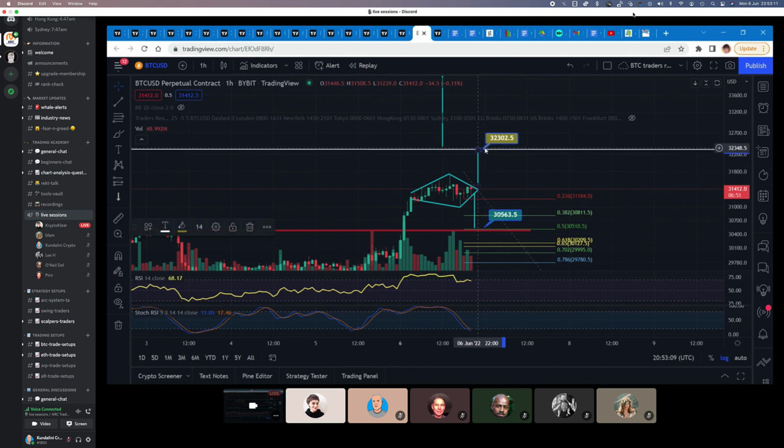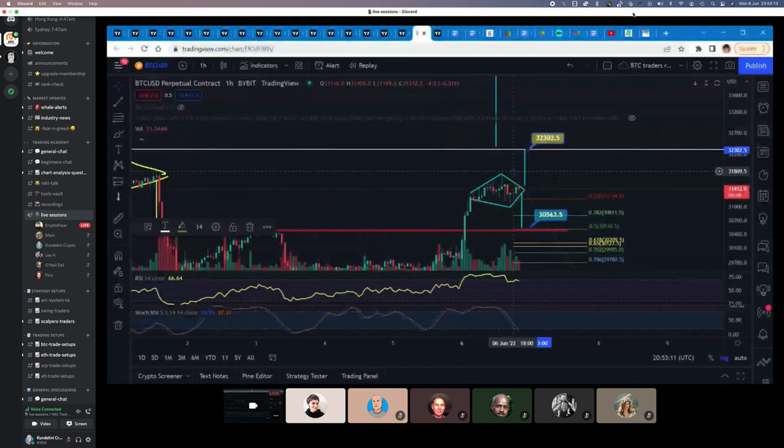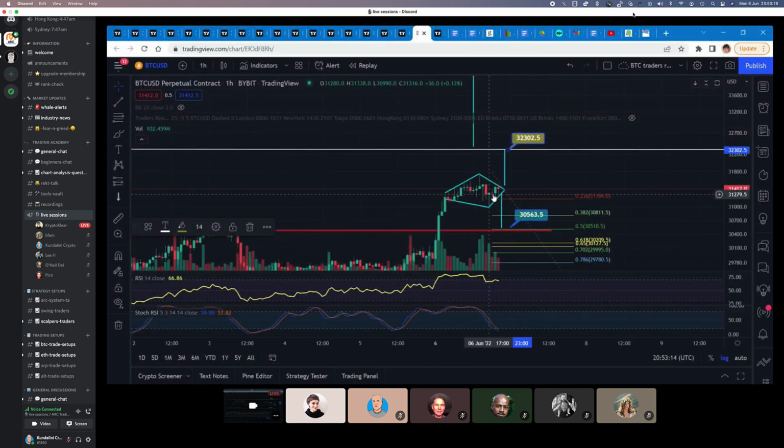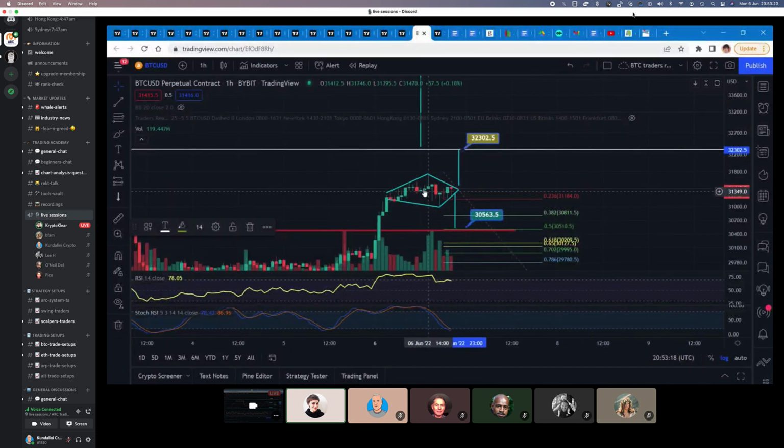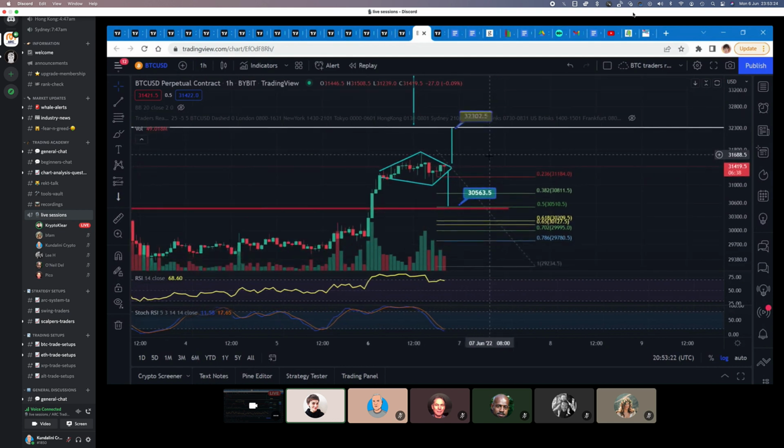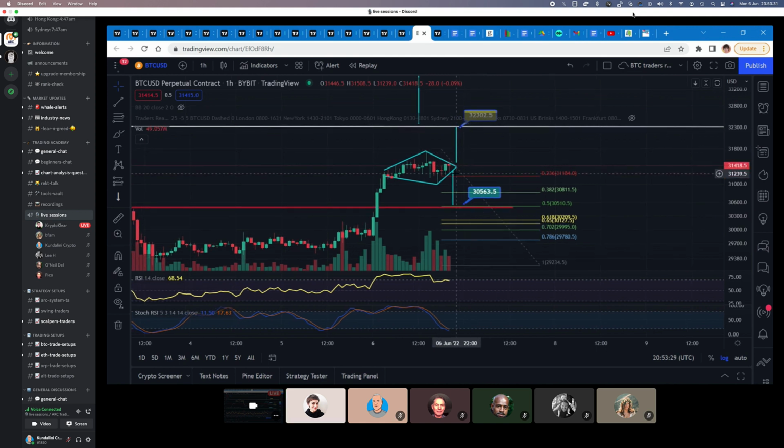32,300 level. So I am watching to see what's happening within these lines. They are trend lines / divergence lines, and they will be indicative of which direction this is going.